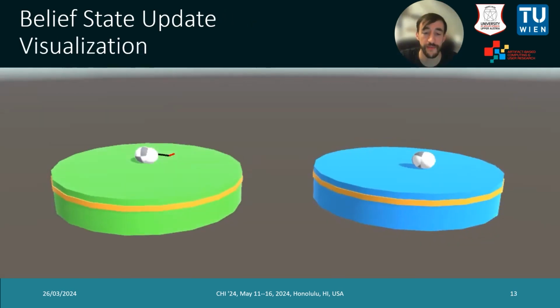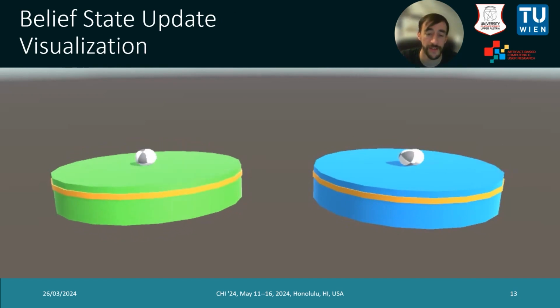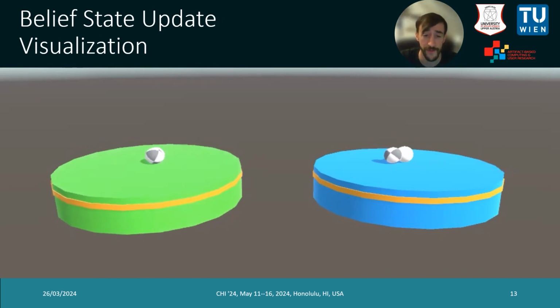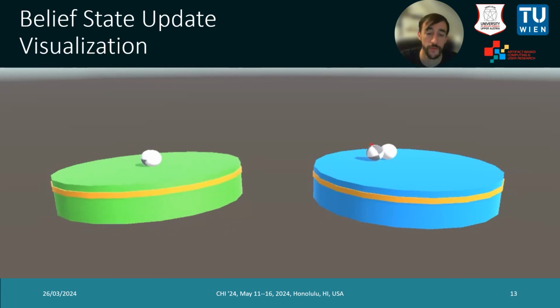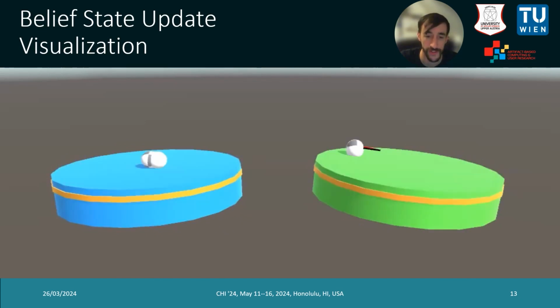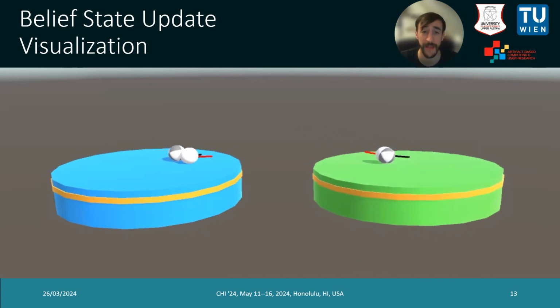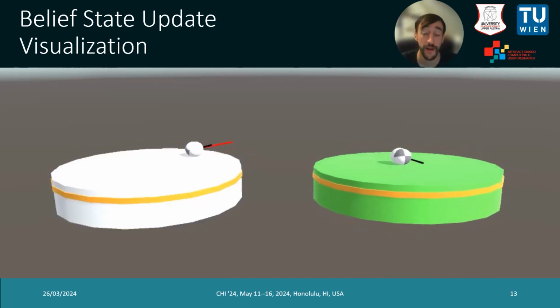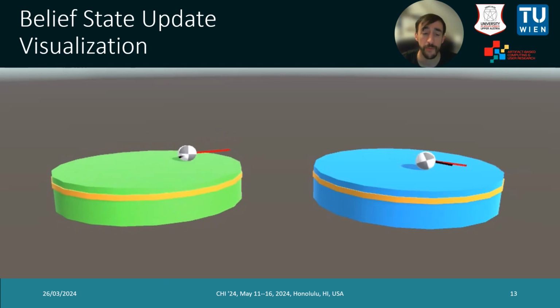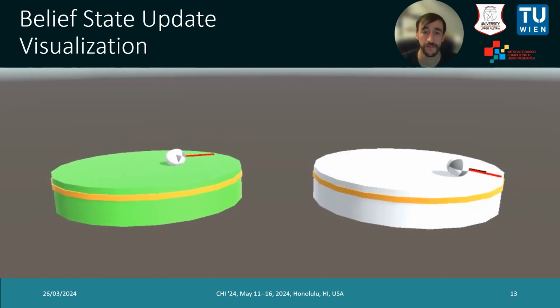On this slide, you can see a visualization of the belief state update. Currently, the blue platform is inactive, and as you can see, the belief and the true ball position strongly differ over time. And when the platform gets active again, those two positions get back in sync. Based on that, we can model the reaction time, which is related to the time needed to internally update our representation of the current environment.